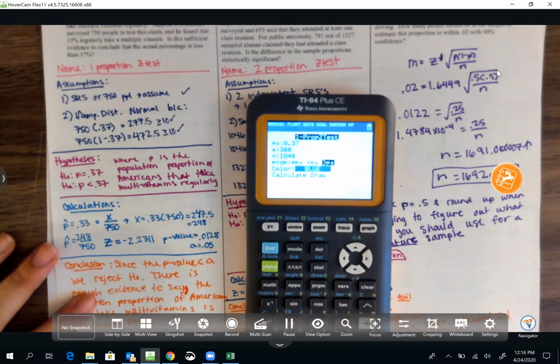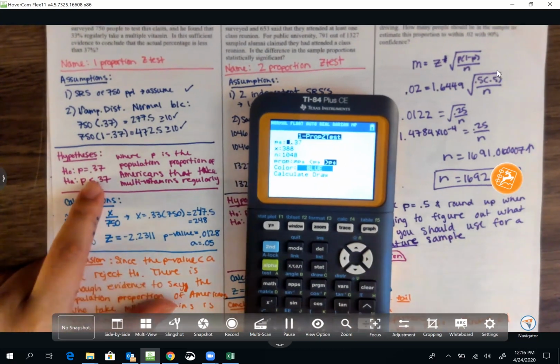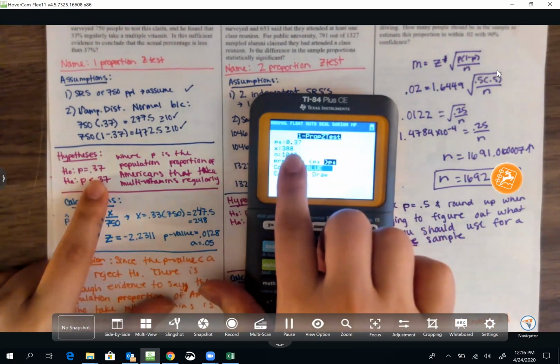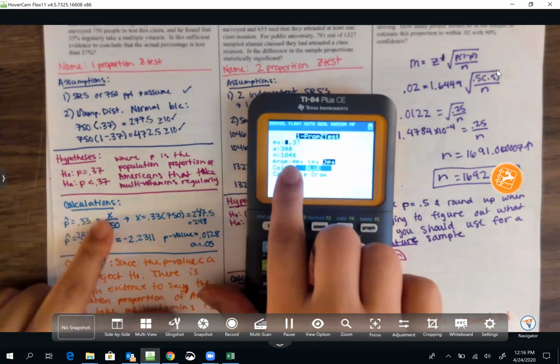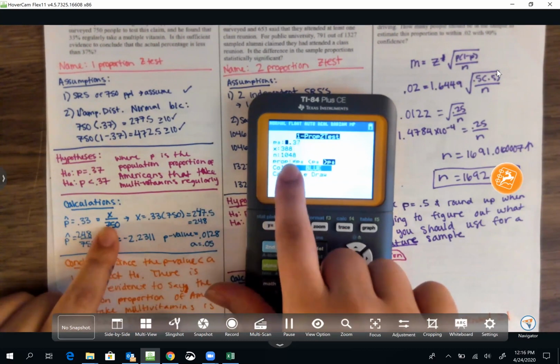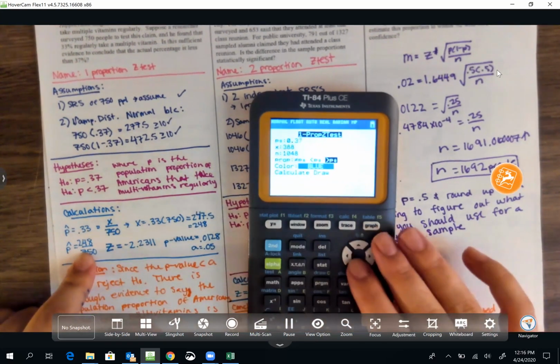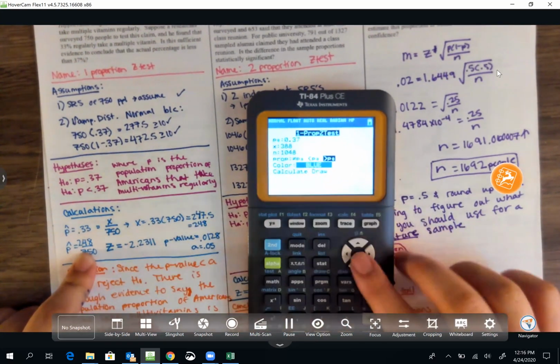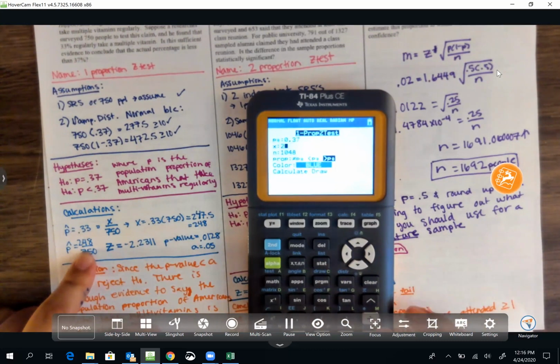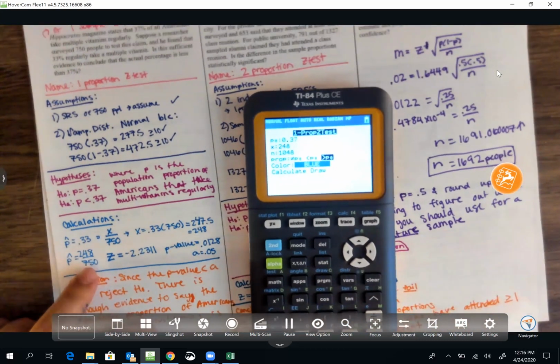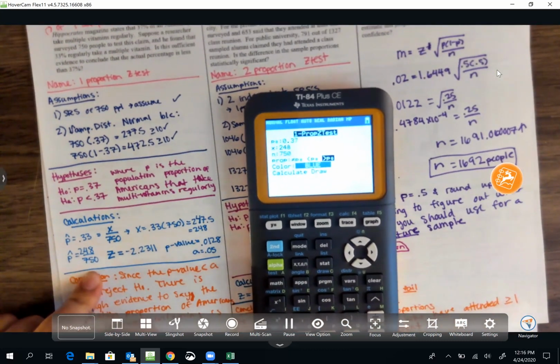Oh, I even already have it typed in. So I type in 0.37 for my p. I type in the 388 for x, right here. No. Oh, it just happens to be the same number. 0.37. This is 248. And 750.